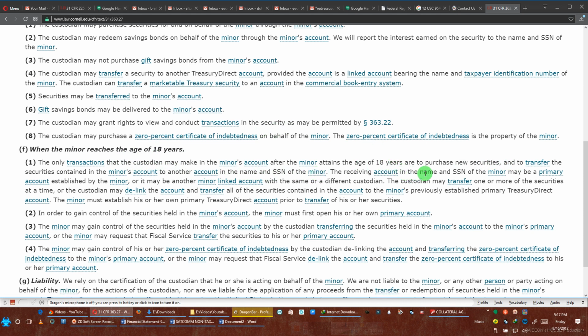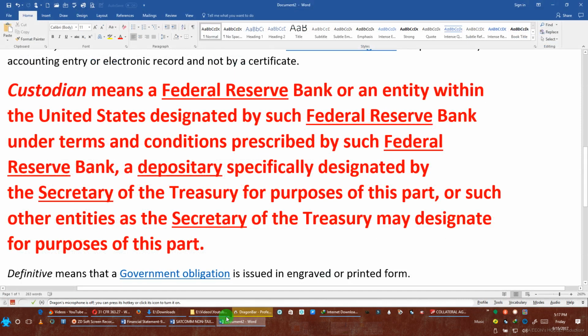The receiving account in the name and Social Security number of the minor may be a primary account established by the minor, or it may be another minor linked account with the same or a different custodian. But the main custodian is the Federal Reserve. We just showed you. Hold on. Let's go back here. Custodian means Federal Reserve Bank, or an entity within the United States designated by such Federal Reserve Bank, under the terms and conditions prescribed by such Federal Reserve Bank. A depository specifically designated, that's the other custodian, by the Secretary of the Treasury for the purposes of this part. Such other entities as the Secretary of the Treasury may designate for the purposes of this part.